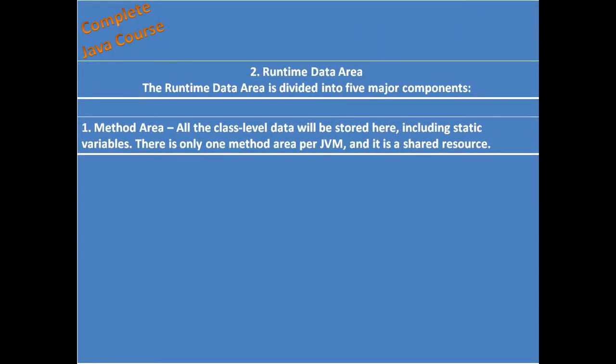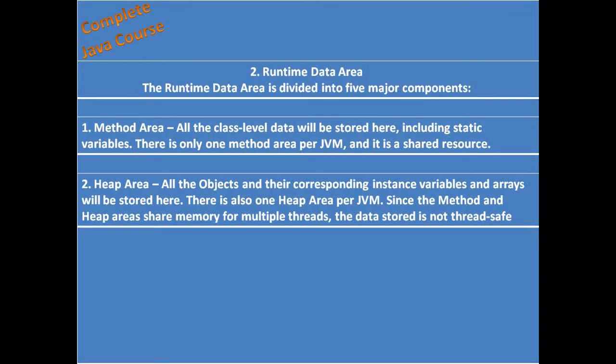Number one, method area. All the class-level data will be stored here, including static variables. There is only one method area per JVM and it is a shared resource. Number two, heap area. All the objects and their corresponding instance variables and arrays will be stored here. There is also one heap area per JVM. Since the method and heap areas are shared by multiple threads, the data stored is not thread safe, meaning multiple threads can execute simultaneously on the method area and the heap area.